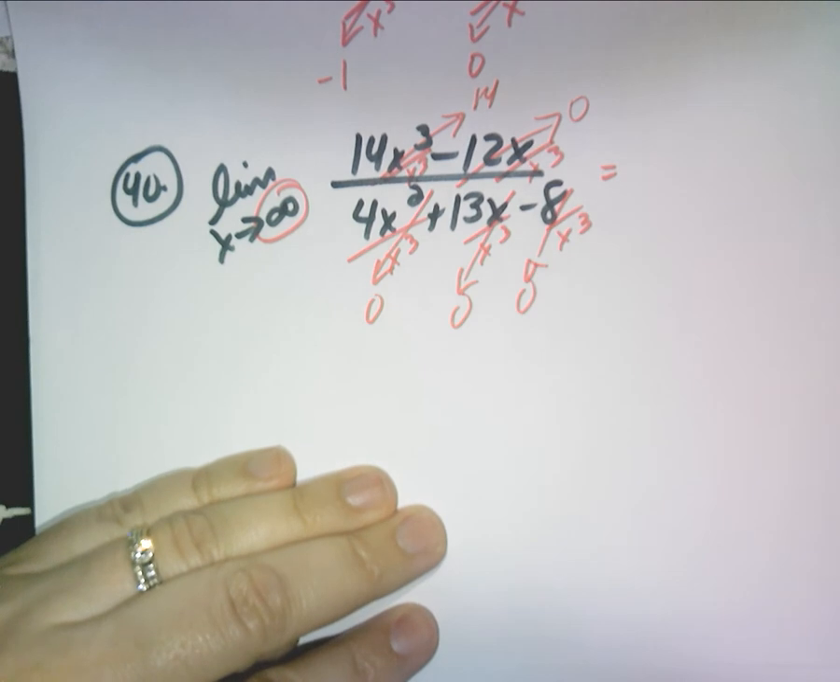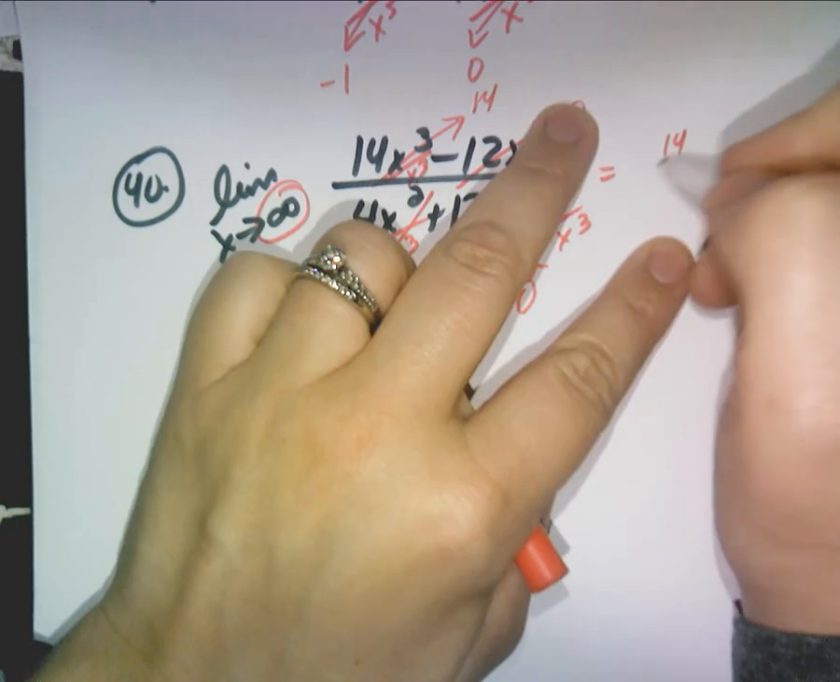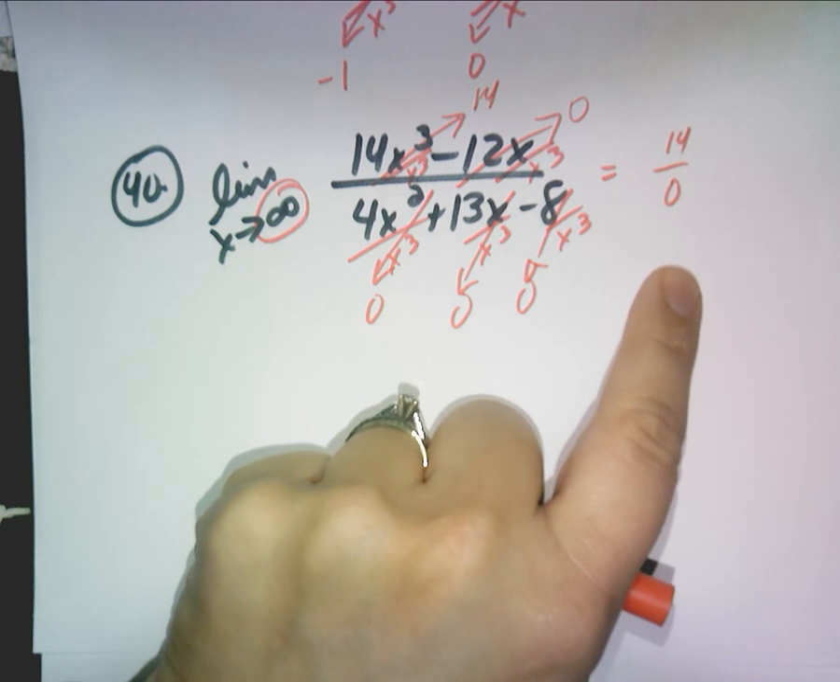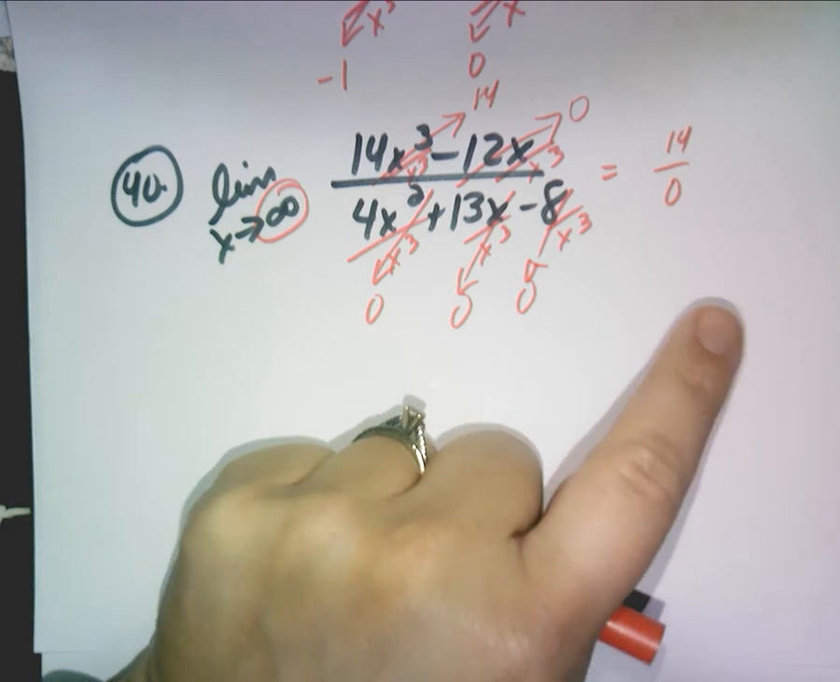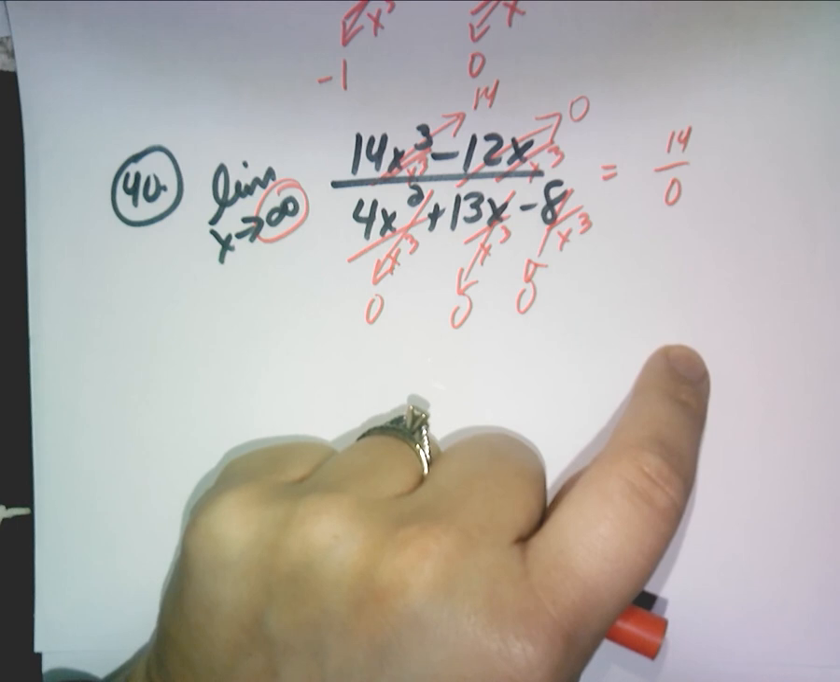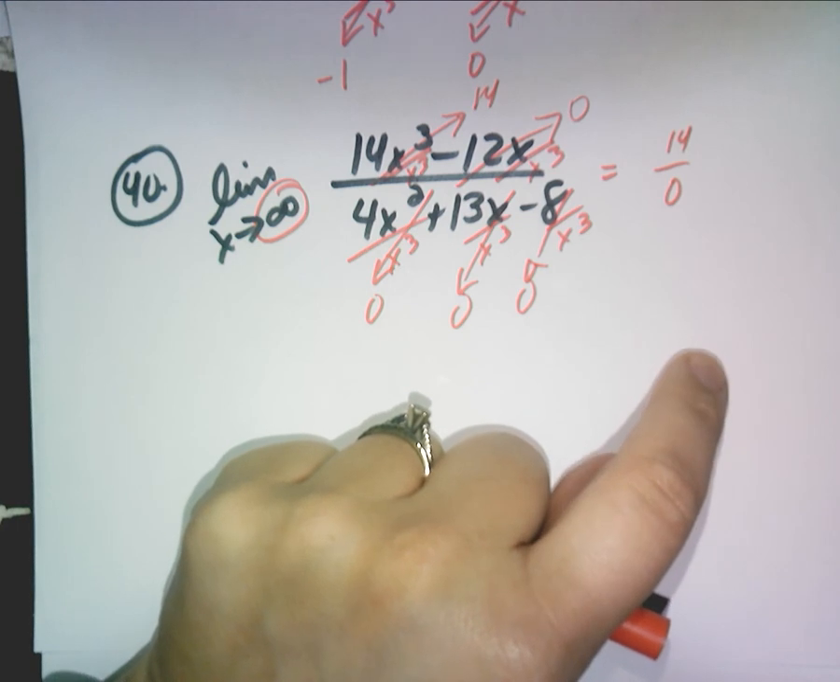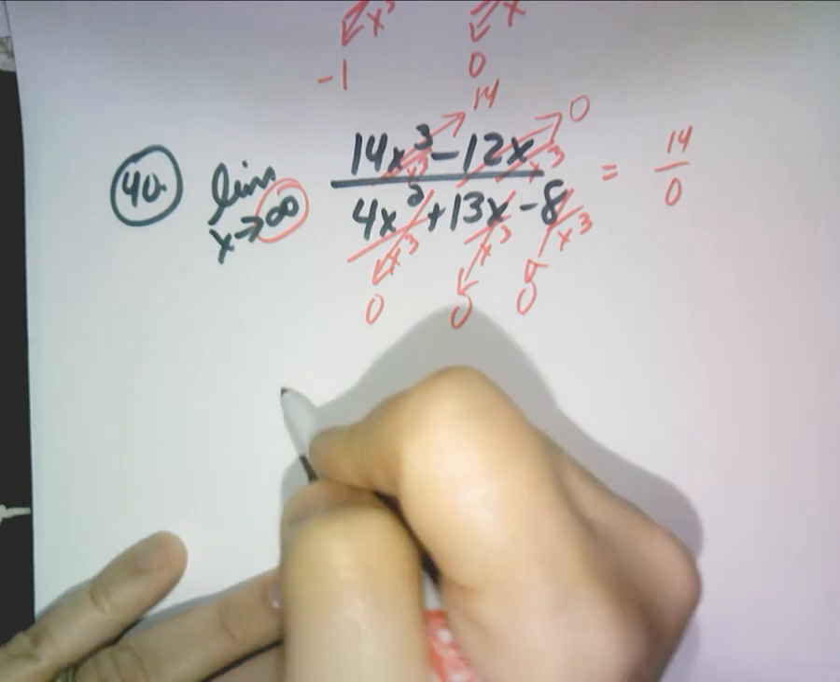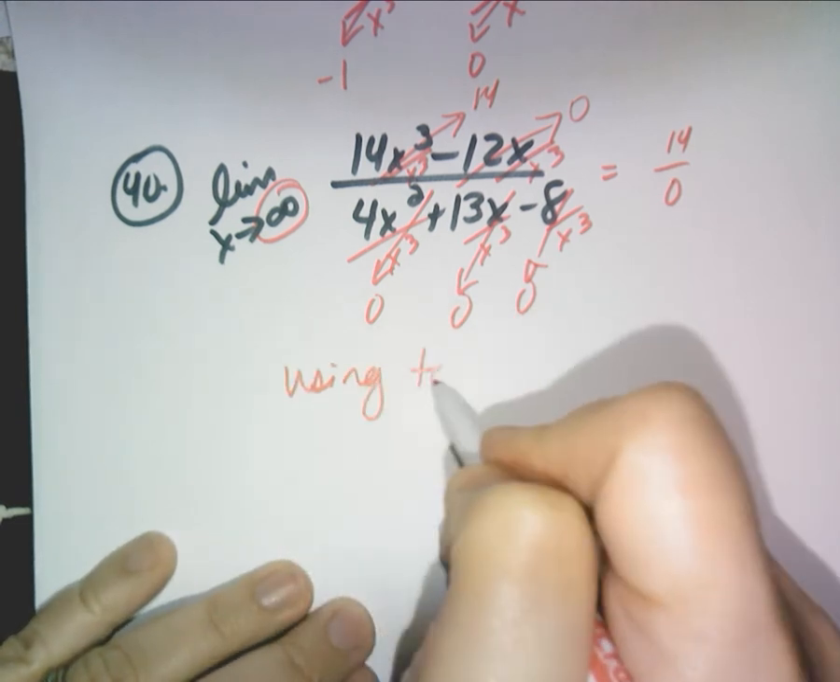We have a problem, everybody. You cannot have 14 over 0 and say that that's your answer. And you cannot write DNE anymore unless you do a second check. Meaning, what other ways could you do it? The way you did it before, using a table.